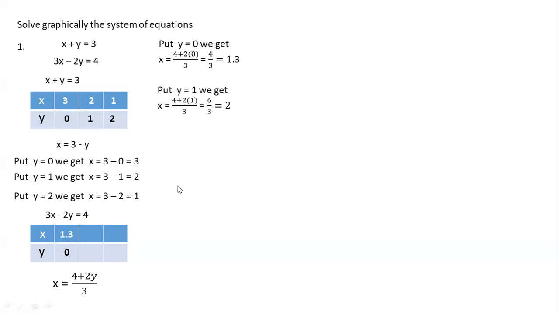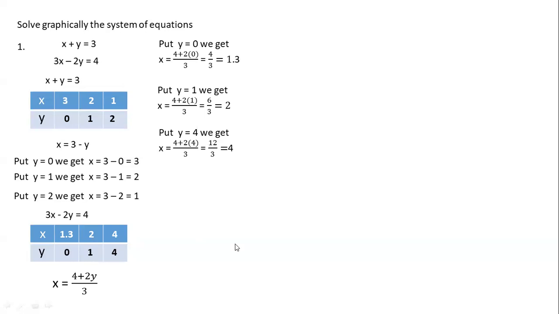Now let's put y is equal to 1. When we put y is equal to 1, we get x is equal to 4 plus 2 into 1 upon 3. That is 2 ones are 2. So 2 plus 4 is 6. 6 upon 3 is 2. So when y is 1, x is 2. Let's put y is equal to 4. When you put y is equal to 4, you get 4 plus 2 into 4 upon 3. 4 twos are 8. 8 plus 4 is 12. 12 divided by 3, 3 fours are 12. So x value is 4. So when y is 4, x is also 4.